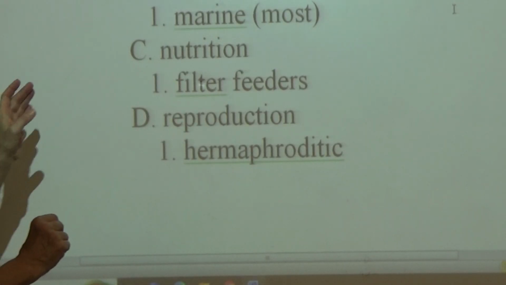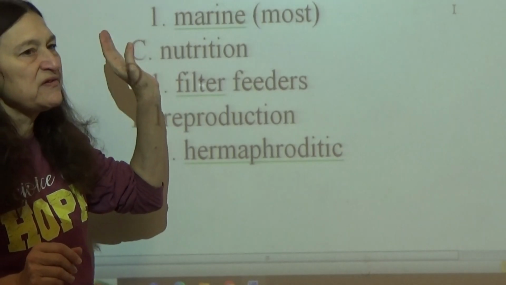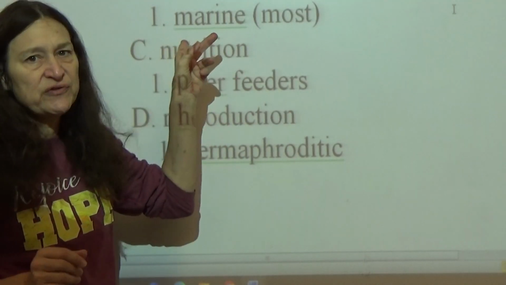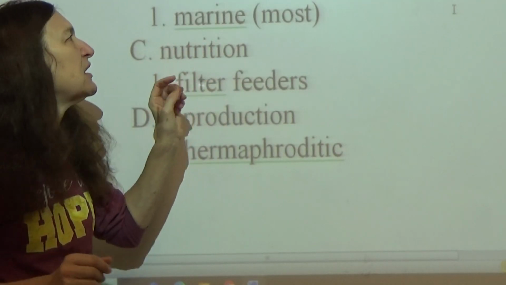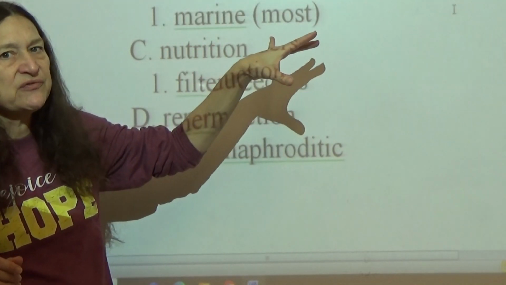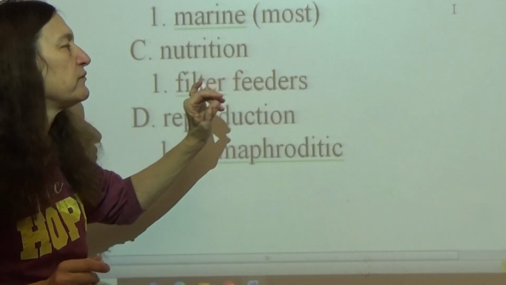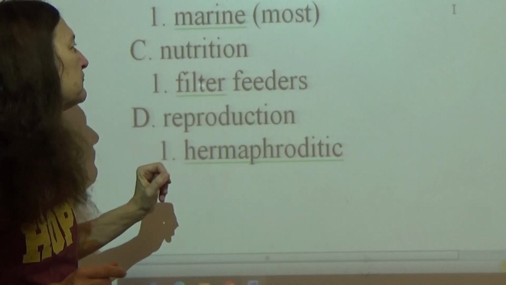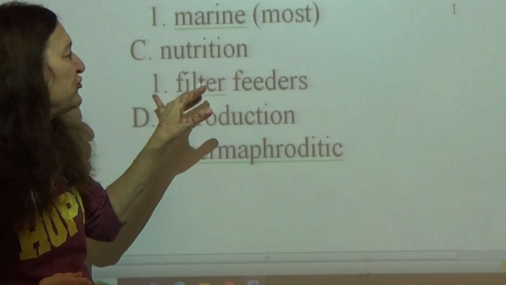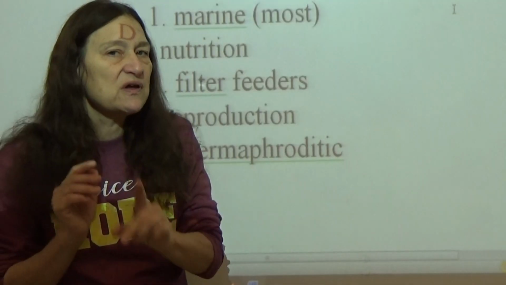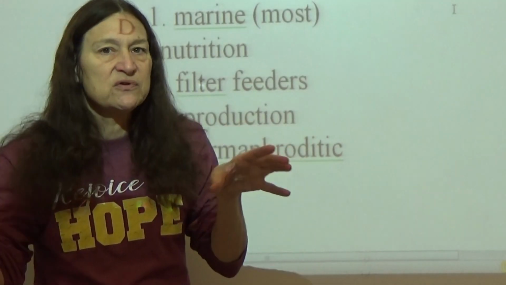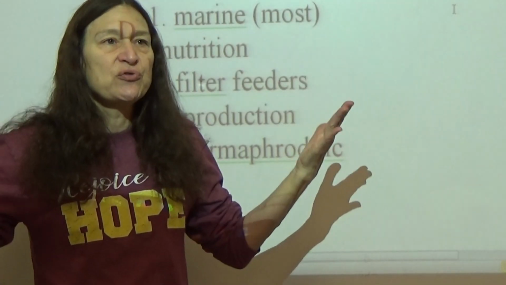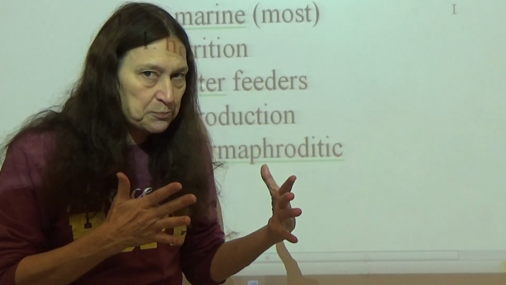All right, most of the sponges that are out there live in oceans, they're marine organisms. They have found some that do live in fresh water, okay? But for the most part, it is marine. Their nutrition: they are filter feeders. Remember, they are sessile, so they're not going to be moving around to go eat things. They are stuck in one place. So basically the food has to come to them.